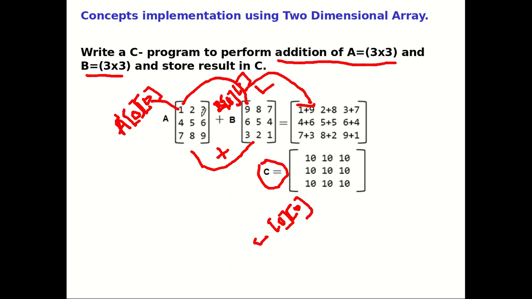Similarly, to add this value, first we have to access this particular value. This value is accessed by specifying A of 0, 1, and this is B of 0, 1. After performing addition, this is stored at the location C of 0, 1. This process will be continued till all the values of A are added with all the values of B, and stored in the respective locations. So let us implement a program using the two-dimensional array concept.